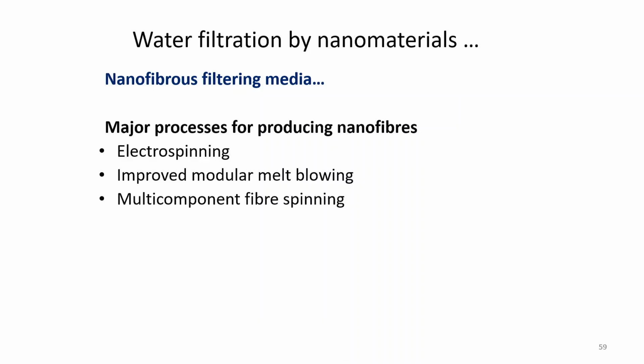Multi-component fiber spinning is another way we can produce nanofiber. If we produce a fiber with a core-sheath structure, called an island-in-sea type of structure, then if we remove the matrix component, we can produce the nanofiber. In multi-component fiber spinning, one component is actually removed.